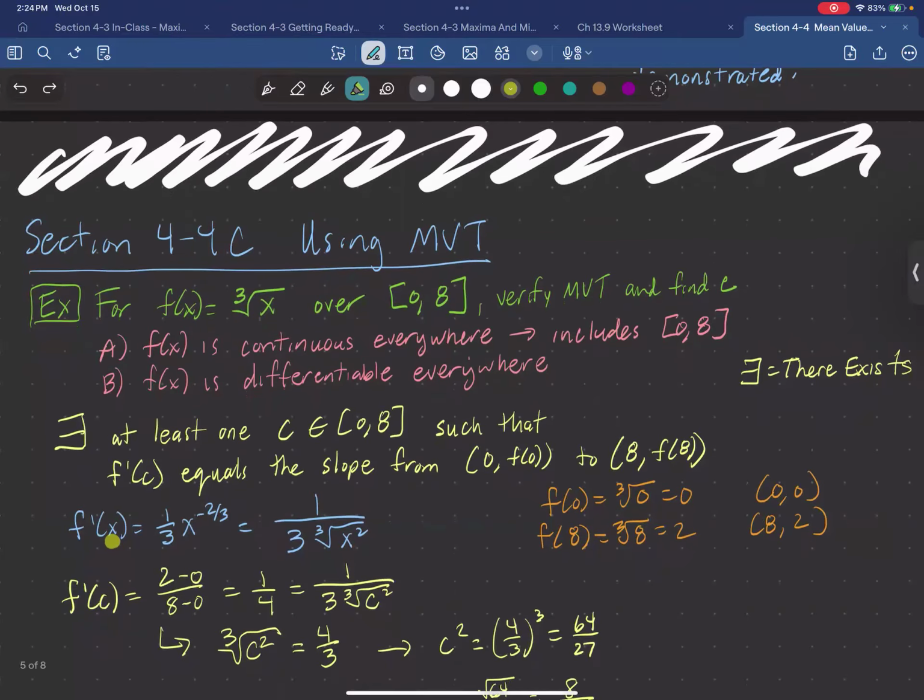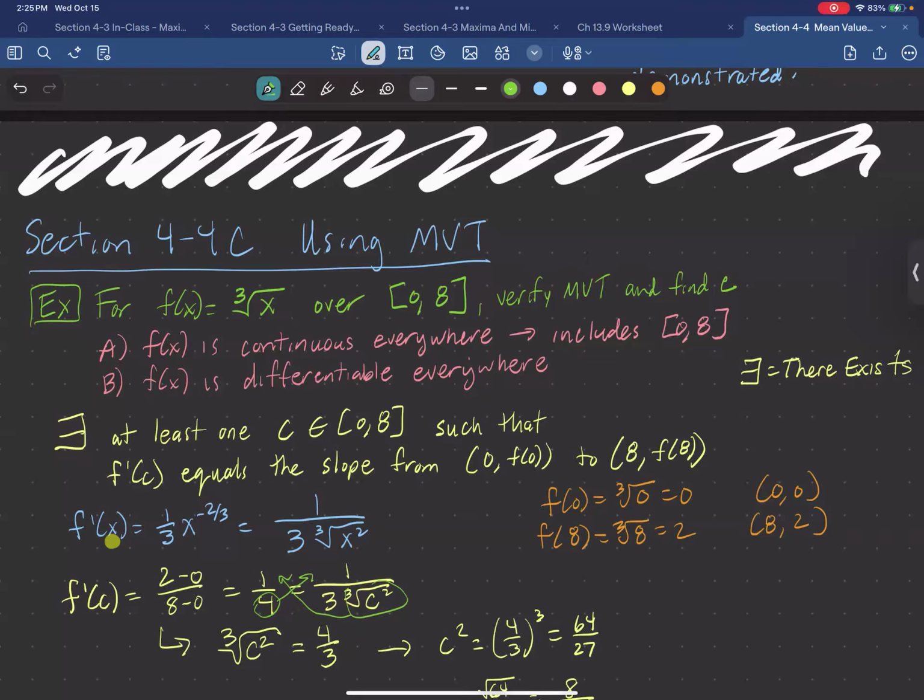So what I ended up doing is I cross multiplied. And I just cross multiplied the cube root part. I left the 3 over there. Okay? This might be better with a regular pen here. So that cross multiplied there, that cross multiplied there. And I get cube root of c squared equals 4/3.